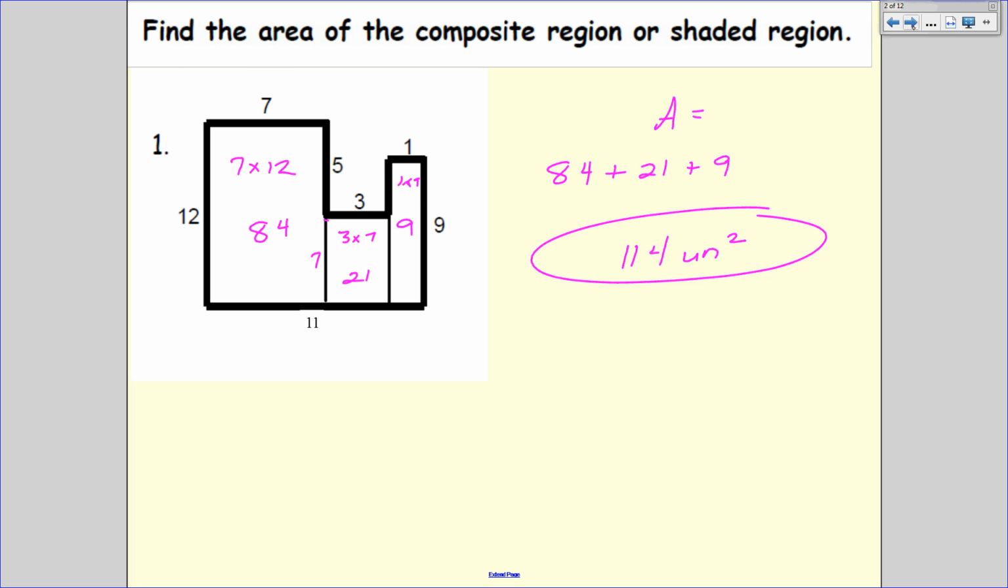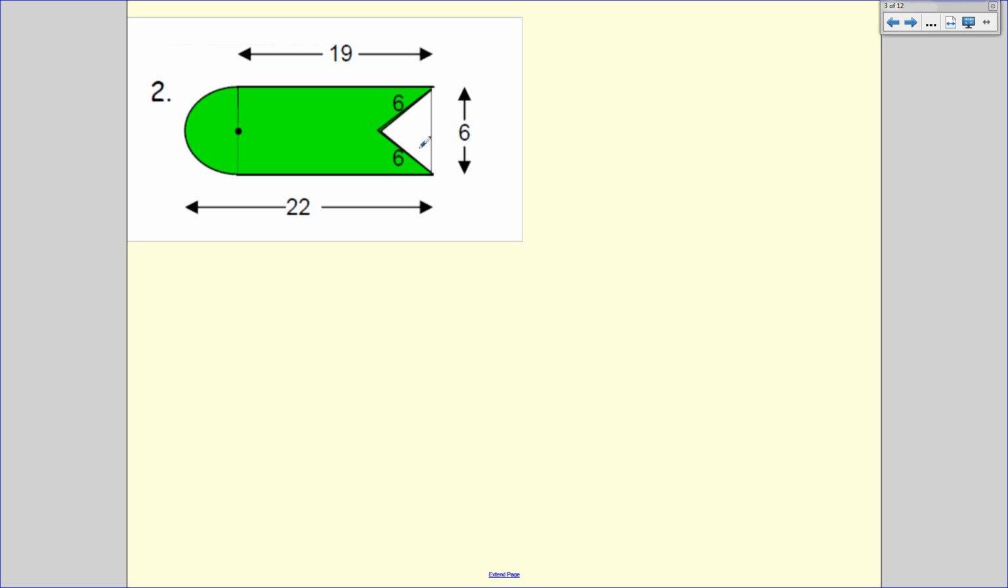All right, number two. This one here, there's three figures actually happening here. We have half of a circle here on the end. Then we have a rectangle all the way here. But then we have this triangle right here. Well, this triangle is an equilateral triangle. So remember, we talked about the formula for that.